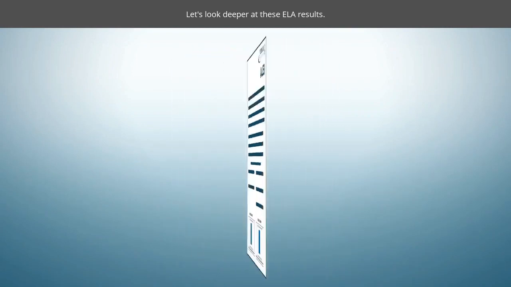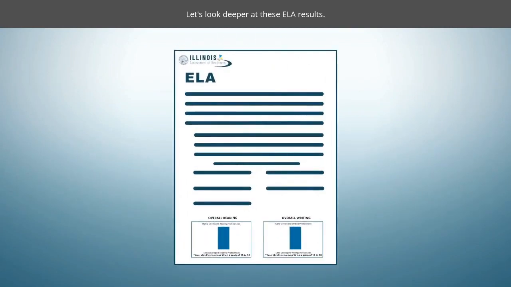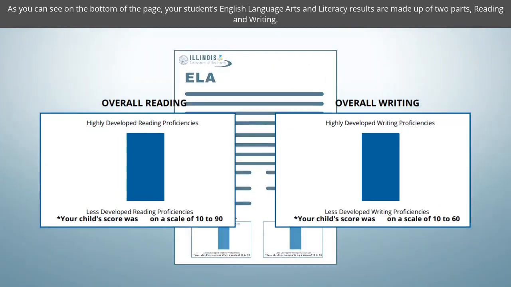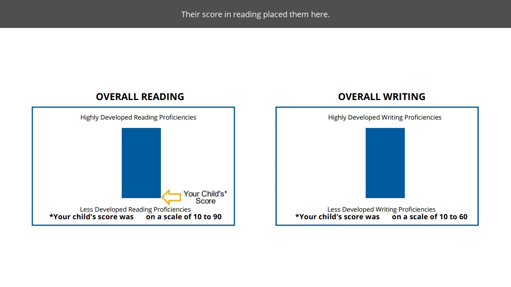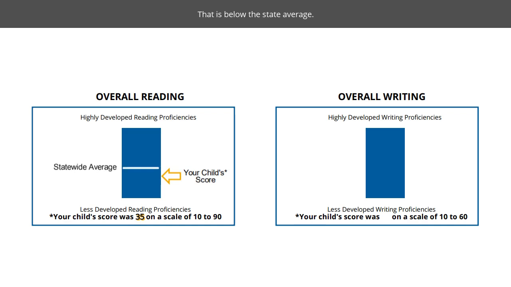Let's look deeper at these ELA results. As you can see on the bottom of the page, your students' English Language Arts and Literacy results are made up of 2 parts, reading and writing. Their score in reading placed them here. That is below the state average. In writing, here is their score. That is below the state average.